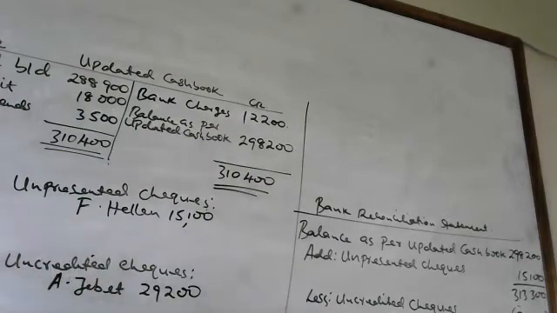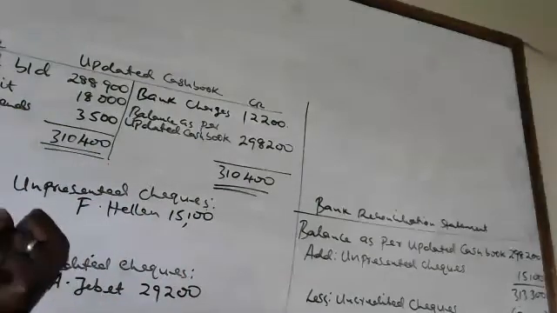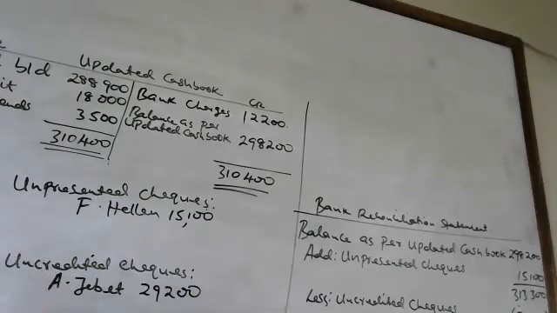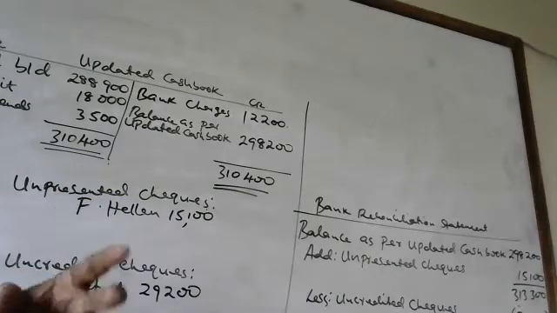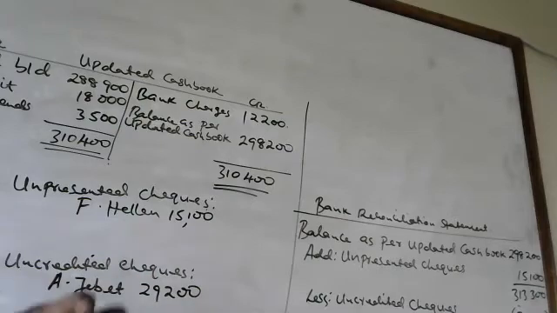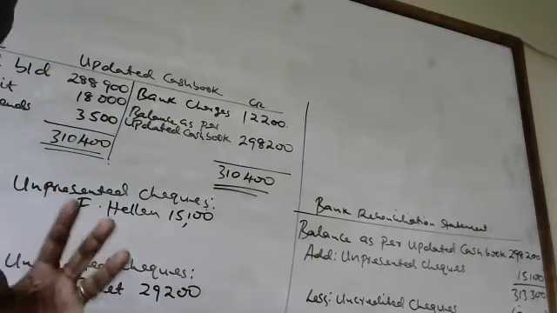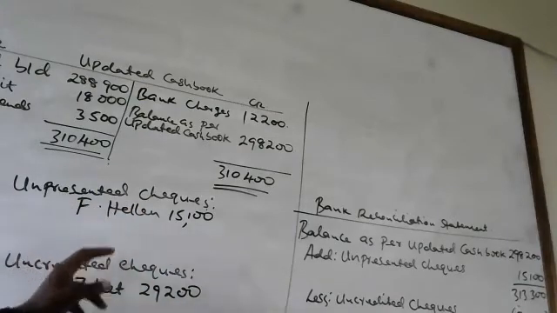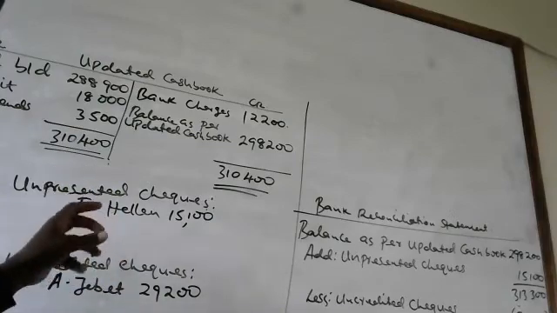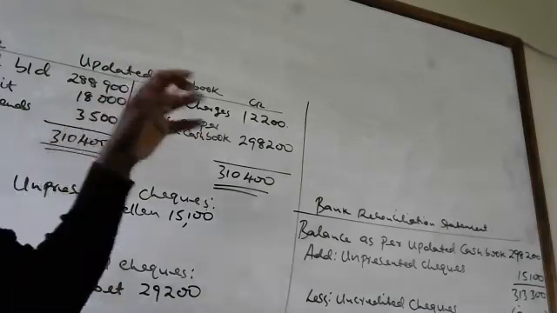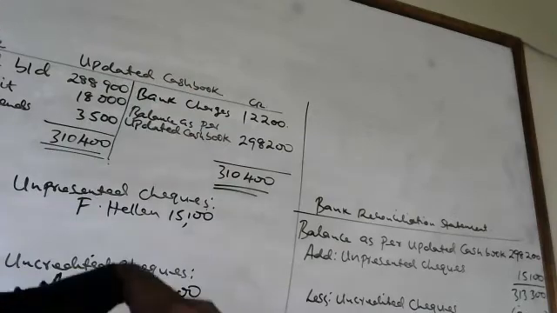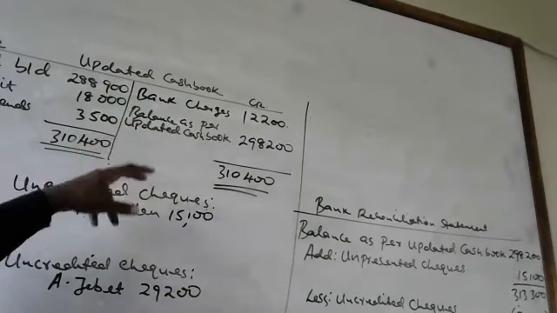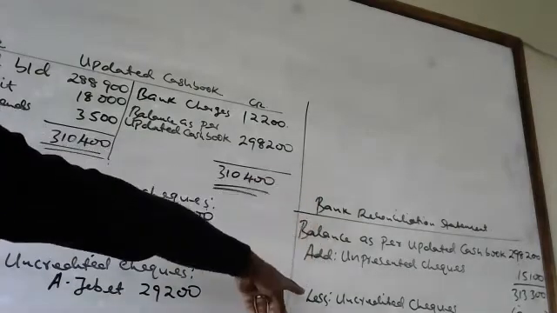For unpresented and uncredited checks, they are items that are in the cash book. Remember when we were talking about reasons why we have got differences in the bank statement and cash book, we gave two reasons. Number one, items in the cash book but missing in the bank statement. Those items are uncredited and unpresented checks. They are already in the cash book. That is the key thing. Because they are already in the cash book and missing in the bank statement, we cannot use them to update the cash book. We can only use them in preparing the reconciliation.